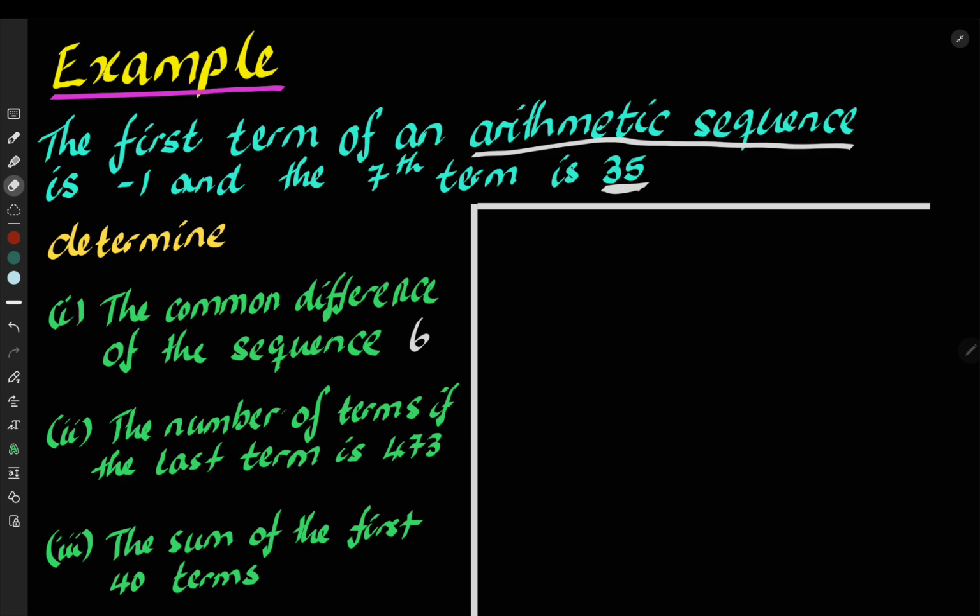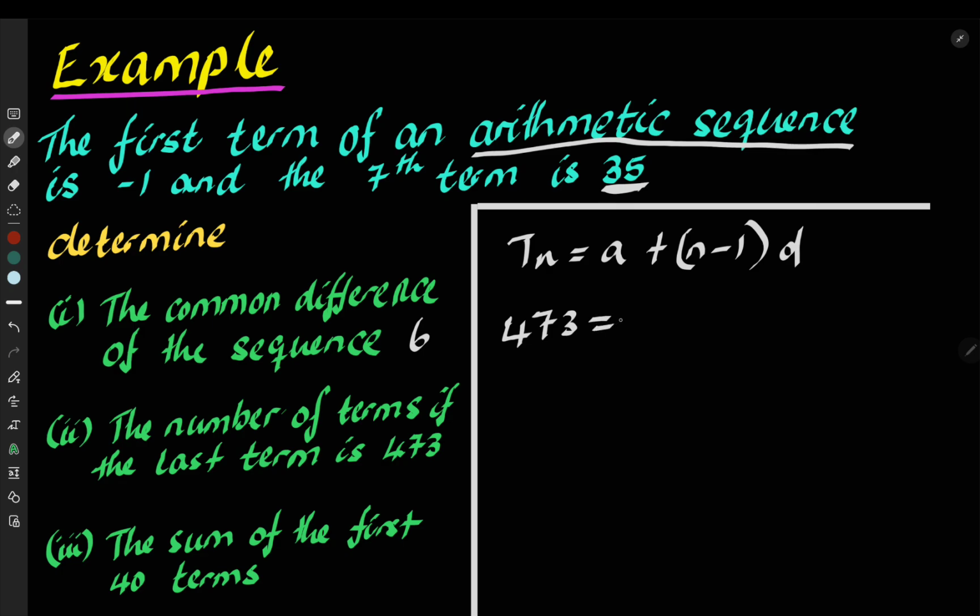Now, the next part of the question, we are asked to determine the number of terms if the last term is 473. Remember, we are still dealing with the Tn. So Tn is equal to a plus n minus 1 d. Always write down your formula. We are told the last term is 473, so the Tn is 473. That is the last term.